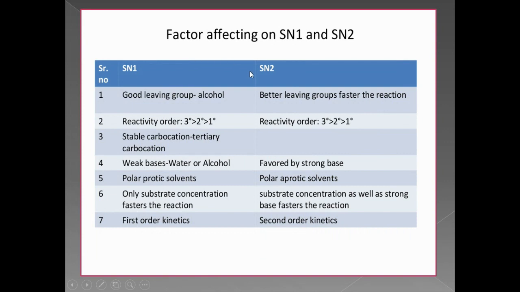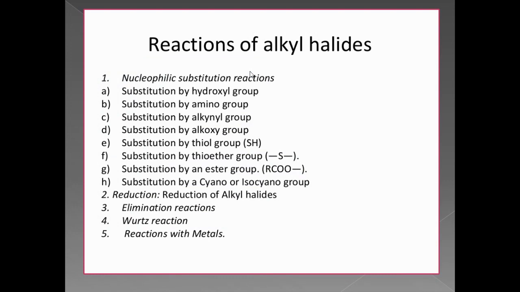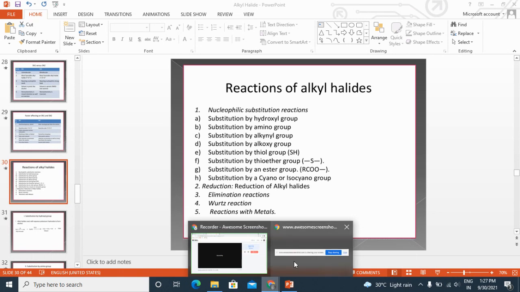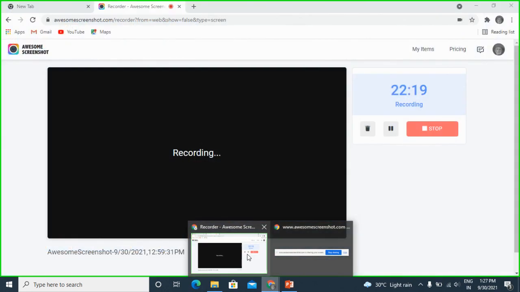Here are some of the factors you can see in this slide, which affect the reaction; we have already distinguished between them. So here we can stop, and in the next class we will see the reactions of the alkyl halide.